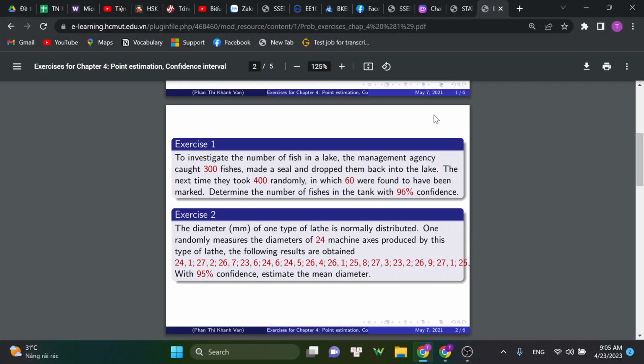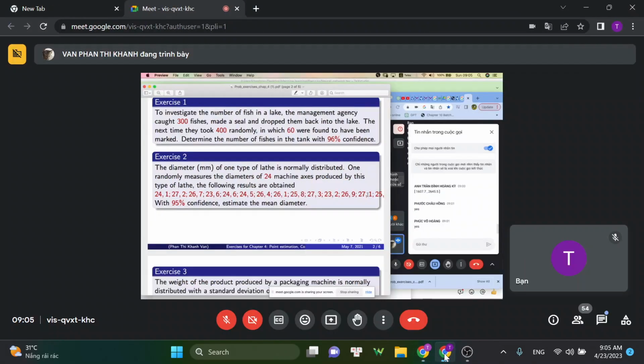Let me check. Because it's too long, that's why it cut it here. Yeah, it's my mistake. So, what is the sample size here? Let's just use the last number, which is 25.